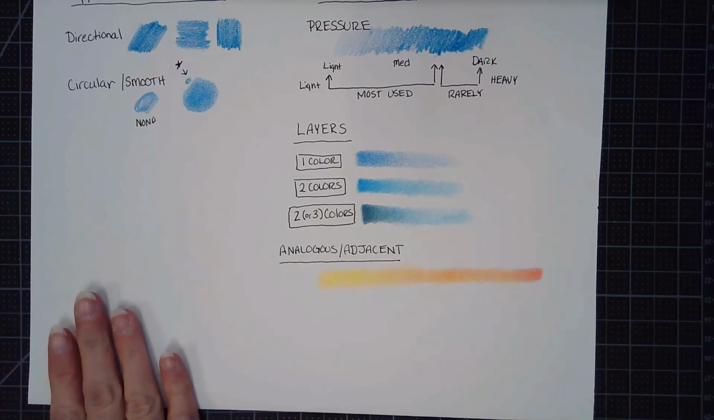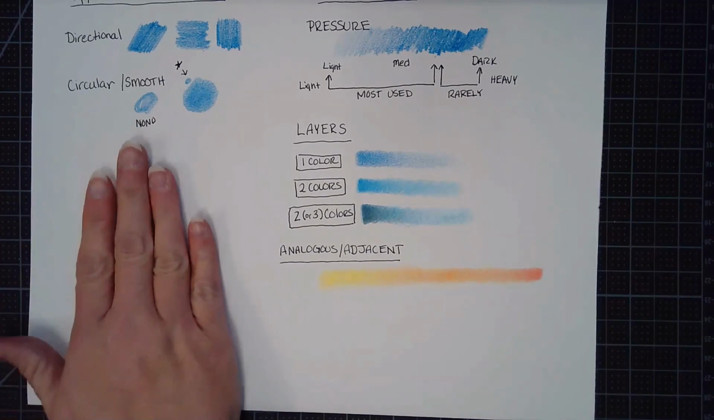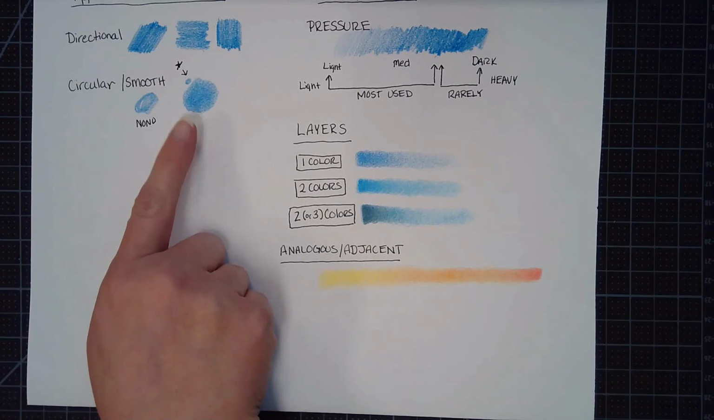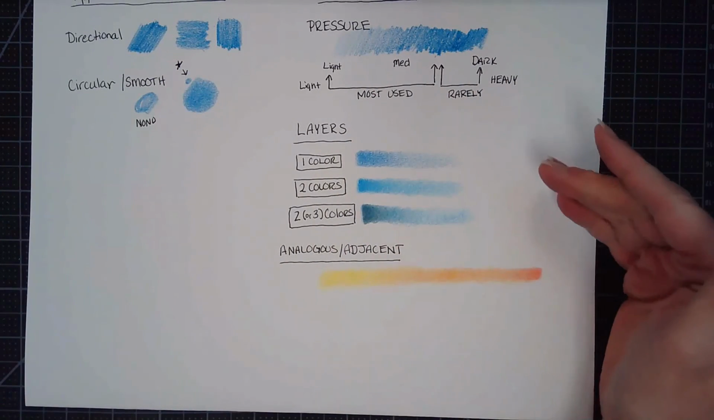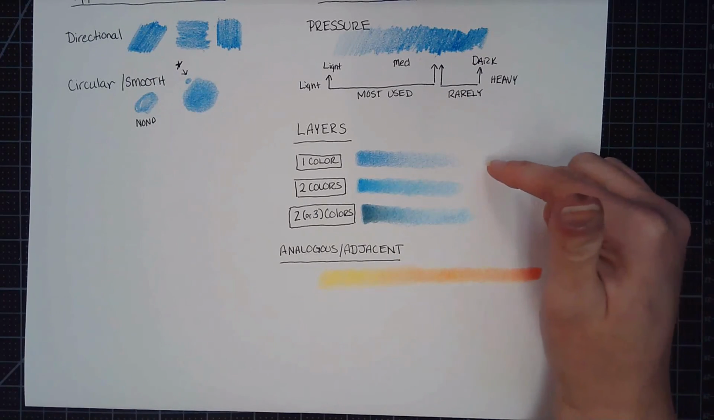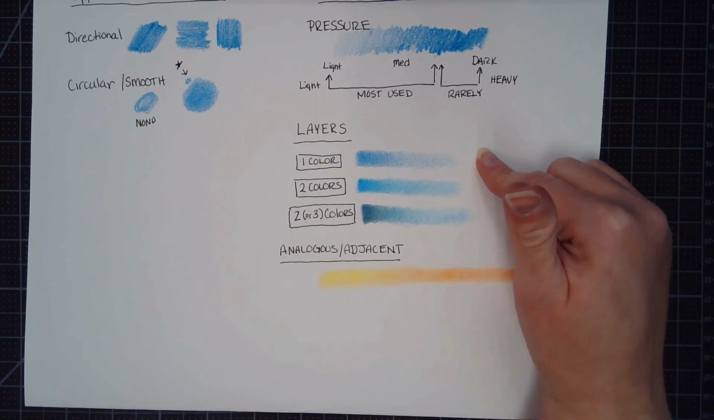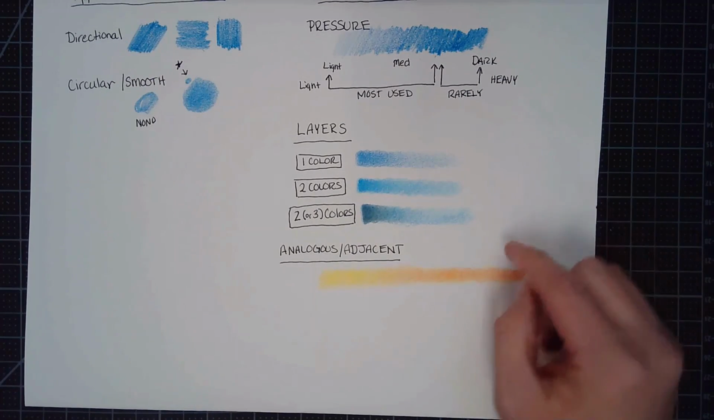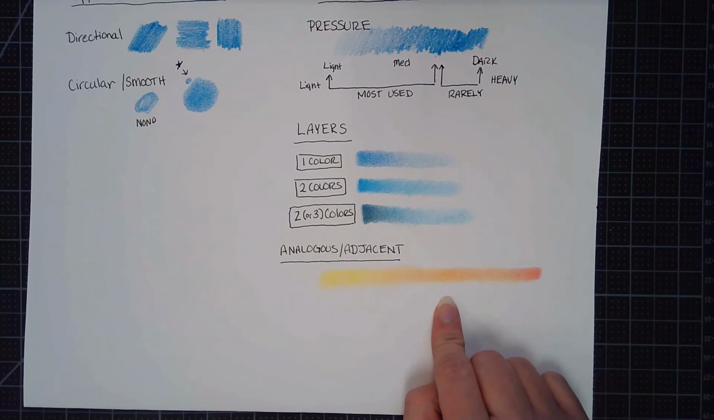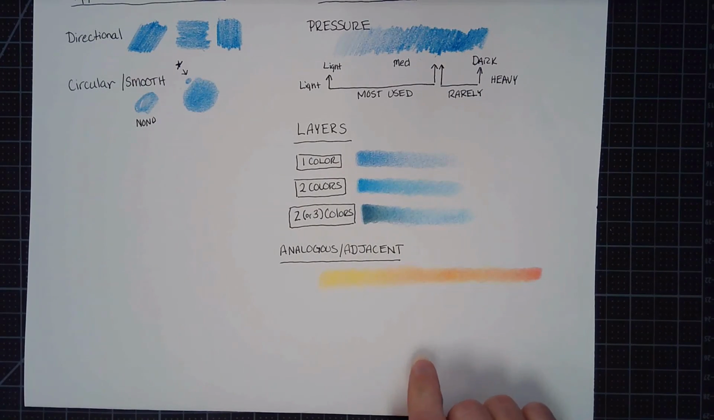So now that we've practiced this on paper, some different ways to apply our colored pencil. Again, emphasis on you starting to work with more and more of the circular smooth shading and less of the directional. We've talked about how pressure works with applying colored pencil and how it works with one color and layers, two colors and layers, 2 to 3 colors and layers, and analogous adjacent colors and layers. I'm going to now show you how I apply this to our project.